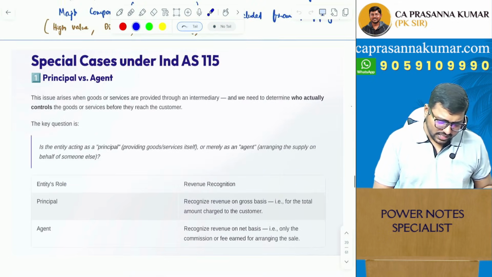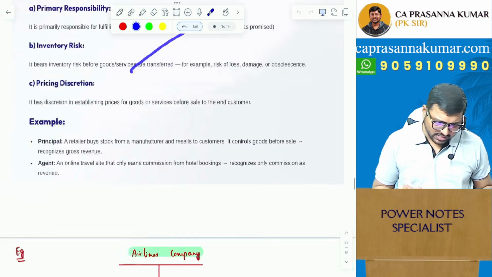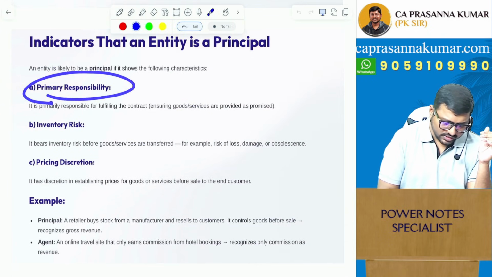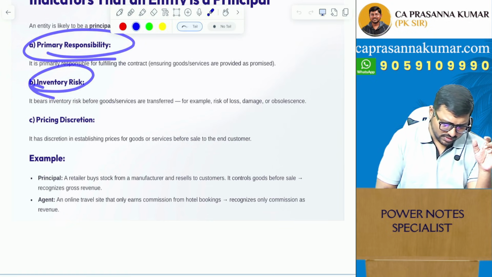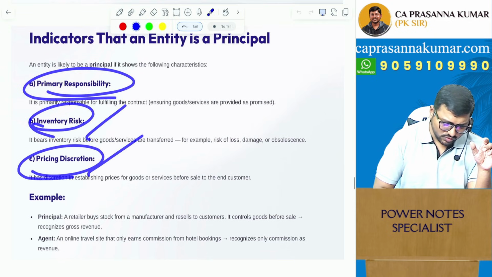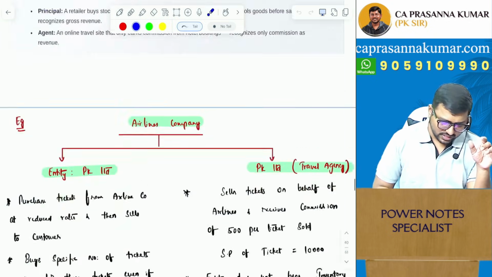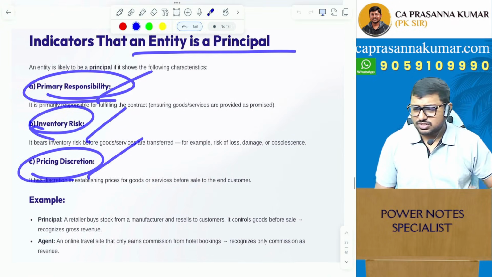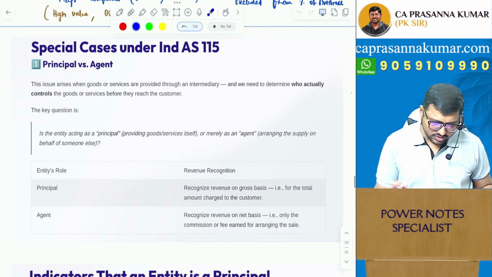So I will not be getting into all these details because the concept has already been explained. You can see the indicators that an entity is a principal. Primary responsibility will be there, inventory risk will be there, pricing discretion will be there. If all these qualities are there, then the entity is referred to as a principal, which we have seen in this case. So I'll not be covering this again because it's a revision session. We need to cover ASAP. I hope this is clear.